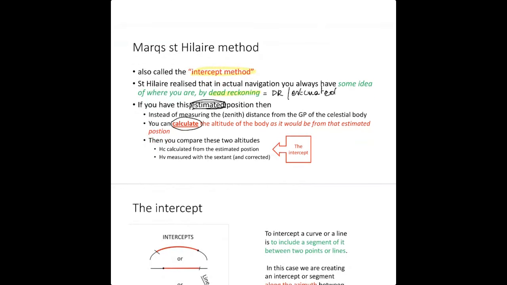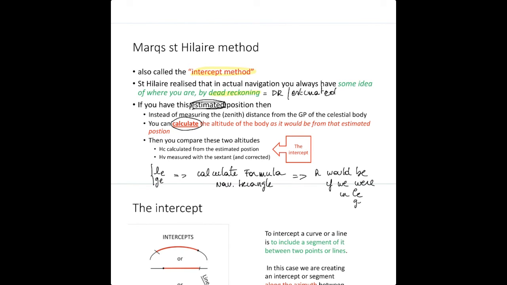Okay, so we have our estimated position, and then we calculate via a formula based on the Navigational Triangle what our height would be if we were in the estimated position. How do we call this height or altitude? We call it HC, calculated altitude, as is mentioned here.